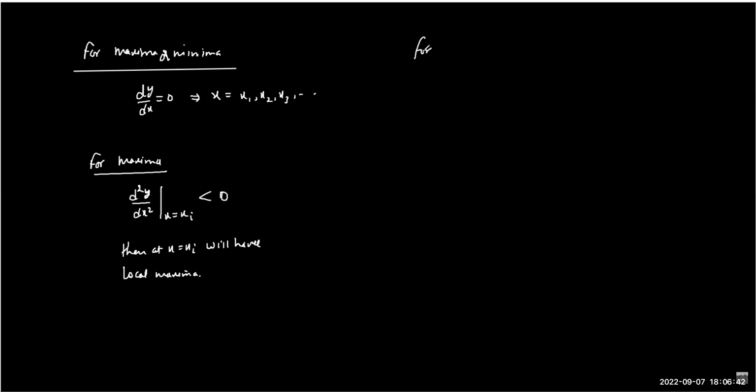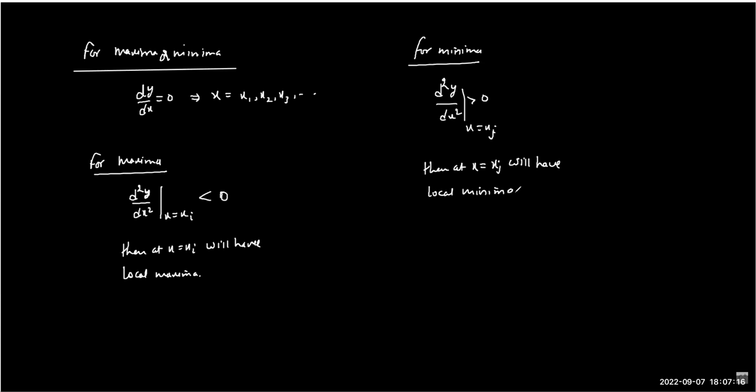And for a minimum, what do we do? So for minima, the second derivative must be positive at a given value of x. Let's say xj, then at xj we have a local minima.